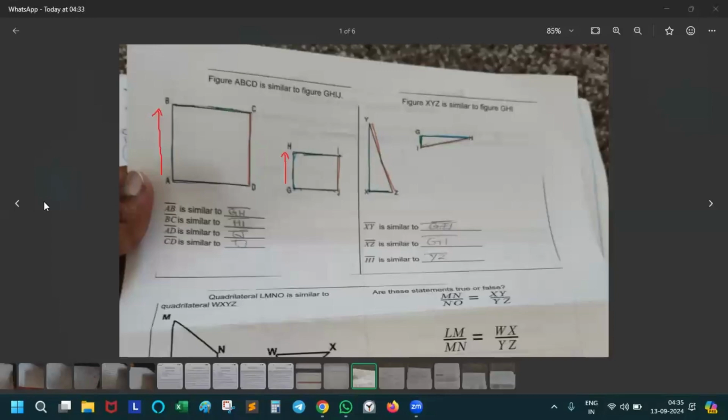Keep going. What about BC? BC is similar to GH. Well, think about it. HI. HI, yes, keep going. And CD is equal to GIJ. Hold that thought. The next part is AD. So can you talk about AD instead? Oh, sorry. AD equal to GJ. It's not equal to GJ, it's similar to GJ, but keep going.